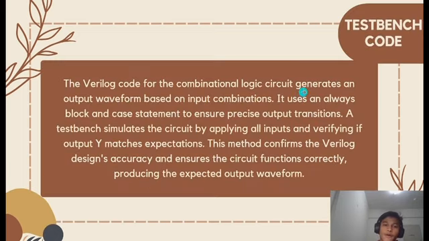The Verilog code for the combinational circuit generates an output waveform based on input combinations. It uses an always block and case statement to ensure proper output transitions. A test bench simulation simulates the circuit by applying all inputs and verifying if output Y matches expectations. This method confirms the Verilog design's accuracy and ensures the circuit functions correctly, producing the expected output waveform.